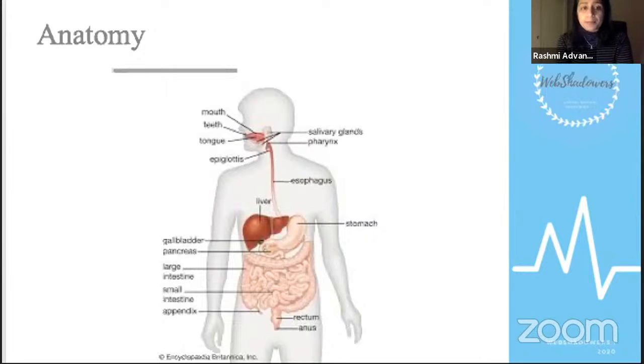So from start to finish, you start with the esophagus. So you have the esophagus, you have the stomach, you have the small bowel, which is over 20 meters long. And then you have the large colon. So the large colon, you can see it's labeled there, and then it terminates in the rectum and the anus.